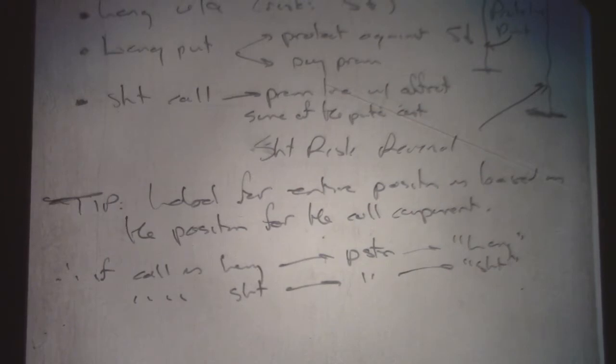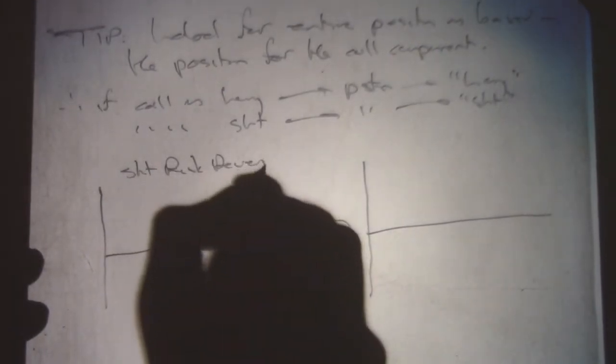Even with straddles and strangles, you get the name from the call. So here we go. Now what we're going to do is play verses, and this is what they'll do on the exam. So this is going to be short risk reversal.